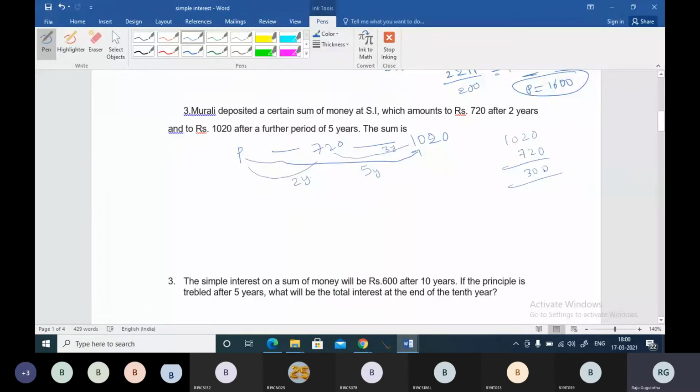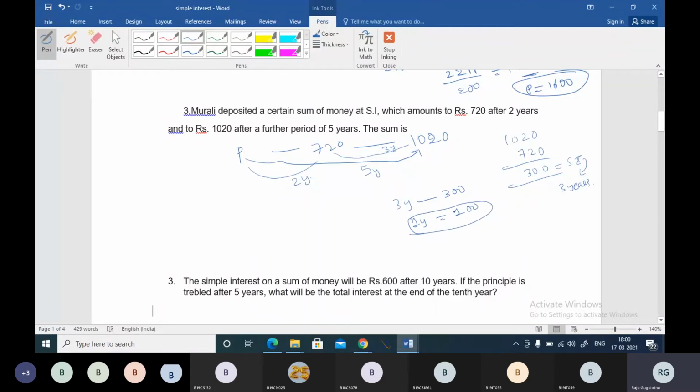And this 300 difference is the simple interest for 3 years, boss. Very clear. Why? Because 720 to 1020 amount is becoming this much in a gap of 3 years, and this is the simple interest, because principal will be constant and simple interest will be constant. So 3 years simple interest is 300. 1 year simple interest will be 300 by 3, that is 100.